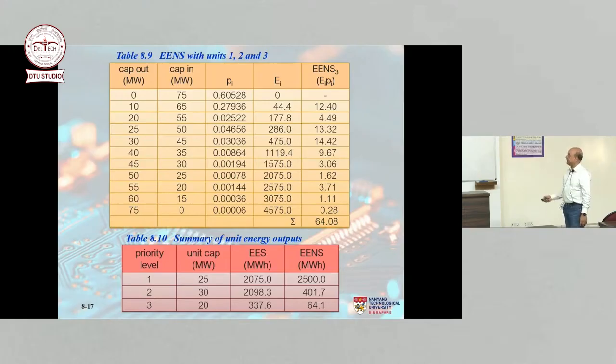Okay. So this is the summary of the unit energy generated. First generator is generating 2000 megawatt hours, second generator is generating a similar amount, third generator is generating only 337 megawatt hours. And the total risk in the system is 64.1 megawatt hours per period. Okay. 2 examples to illustrate to you how we calculate the risk and how we calculate the energy supplied by each generator.